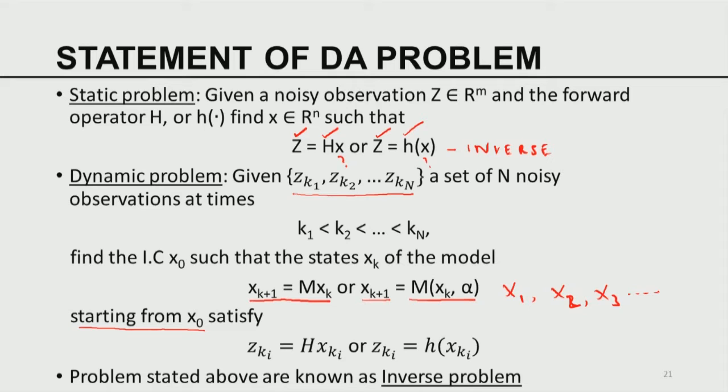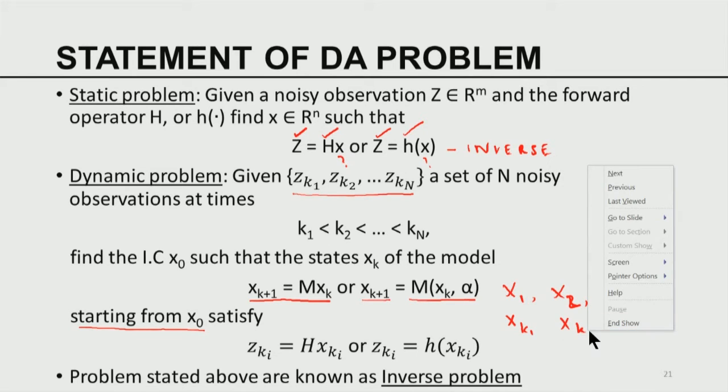I have observations at time k1, observation time k2, observation time kn. So, the model has a state at time k1, the model has a state at time k2, and so on. Our job is to make sure that my x_ki when operated by h gives z_ki, or x_ki when operated by h is equal to z_ki. So, the problem stated above is called the inverse problem.